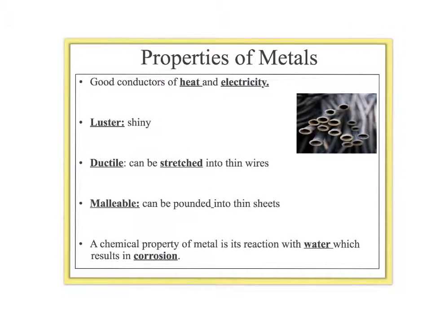So make sure your colors in your notes match the actual note itself. Some properties of metals are that they are good conductors of heat and electricity. They are very shiny, so they have a luster. They are ductile, a word that you should be familiar with now, which means they can be stretched into thin wires. They can be pounded into thin sheets as well, so they are malleable. And a chemical property of metals is that metals will react with water, H2O, and that will cause corrosion.